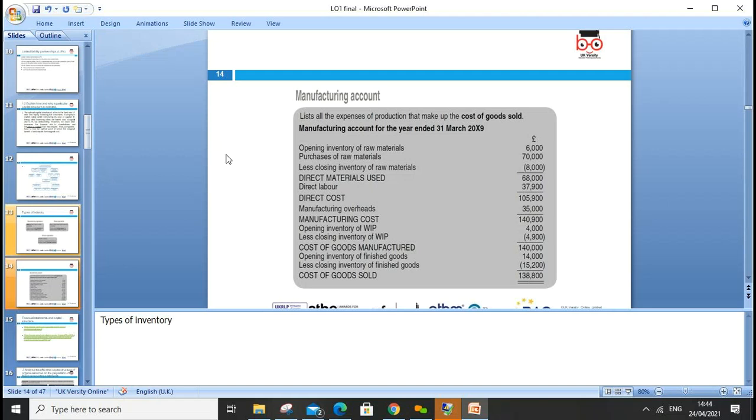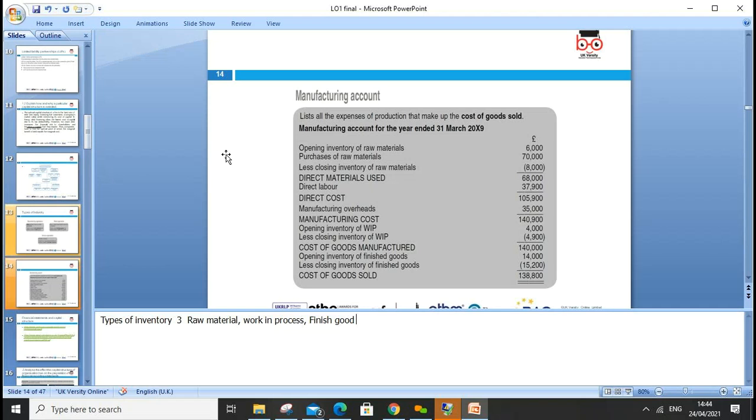Inventory has three types. First is the raw material. Second is work in progress, or we call it work in process. And the third is finished goods. So when we prepare our account, we're looking at the cost of finished goods. Opening inventory of raw material plus purchases minus closing, we can find how much material we used.